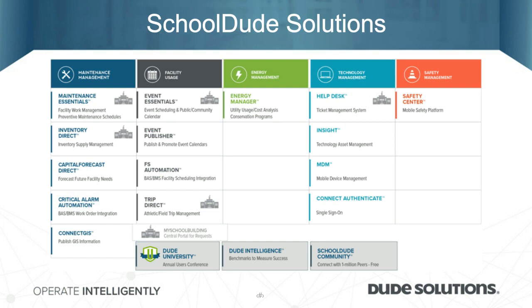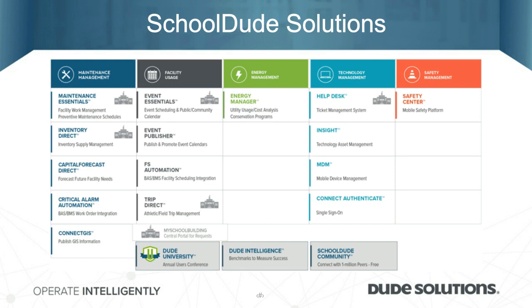Facility usage, that gray column there. We have a tool to help you streamline event scheduling to make sure everyone's on the same page for all of your events. Energy management: there's lots of cost-saving potential in energy. You could save anywhere from 3 to 5% just by examining your energy consumption to see if there's any room for improvement. Technology management, which we'll cover in just a second here.